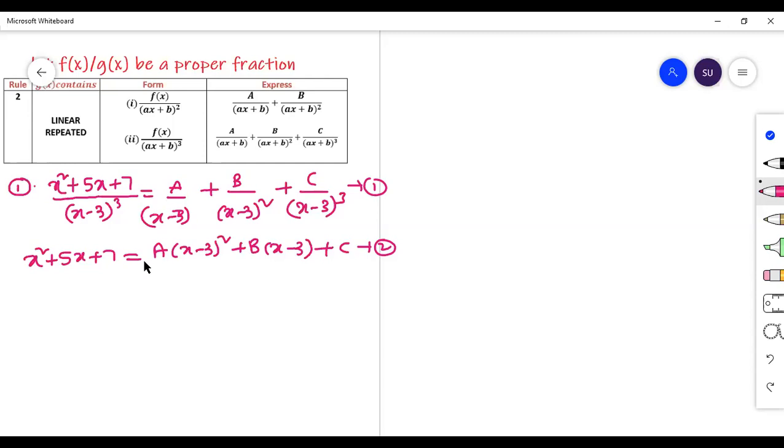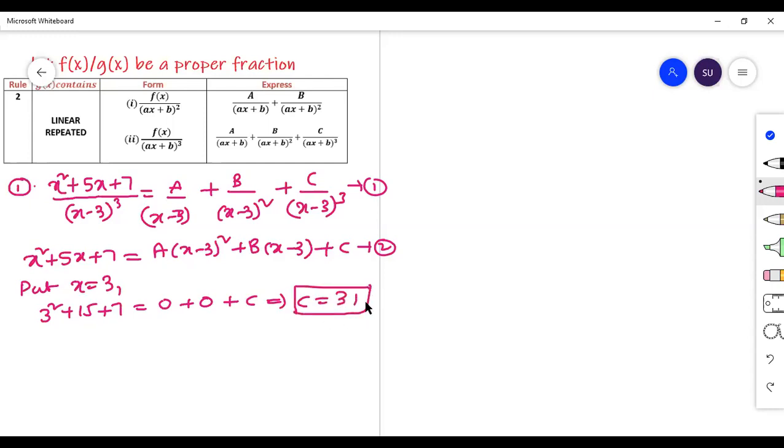So we can go in two ways, and that depends upon the problem. Suppose I put the substitution x is equal to 3, because this term will go and this term will go, directly we will get the C value. That is 3 square plus 5 into 3 is 15 plus 7 is equal to 0 plus 0 plus C. That is 9 plus 15 is 24, 24 plus 7 is 31. So C is equal to 31, directly we found.